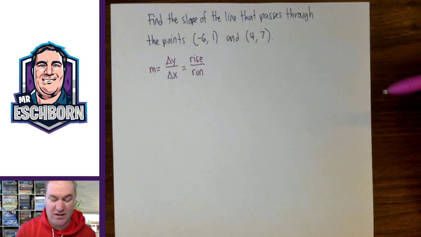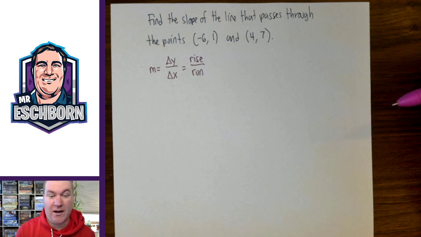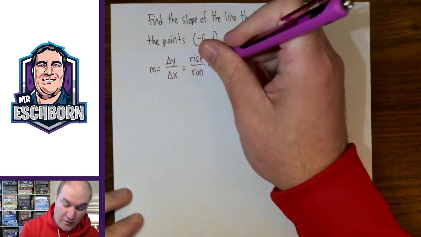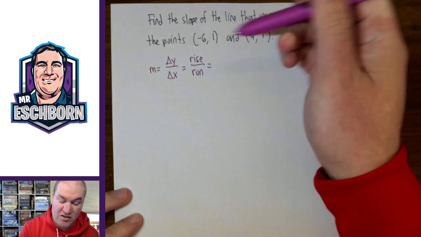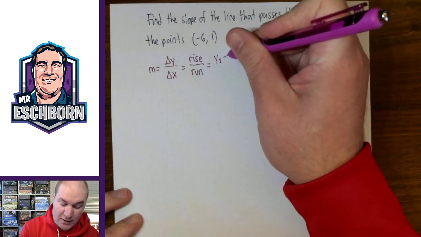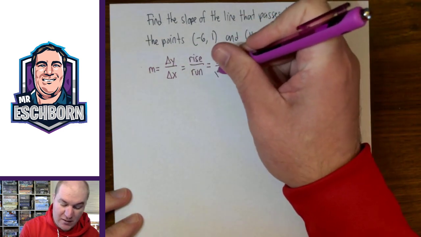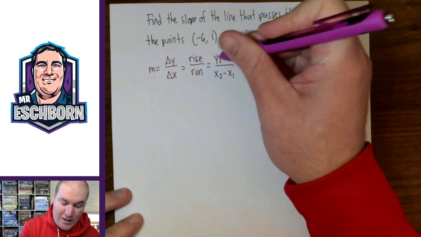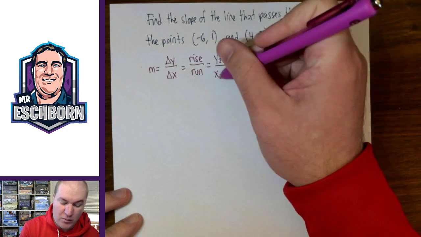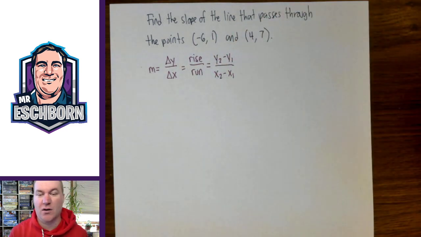Change in y over change in x. We talked about how delta means change. Now let's think about what operation in math represents change. And that operation is subtraction. So another way to write slope instead of change in y is to write it like this: y2 minus y1 all over x2 minus x1.